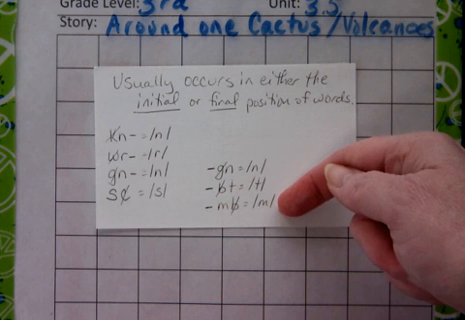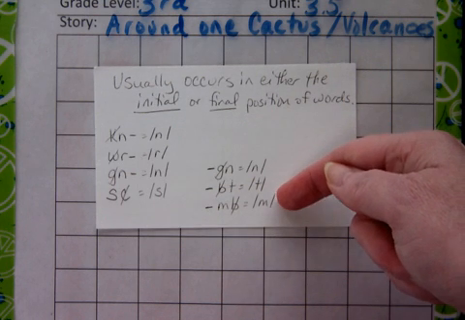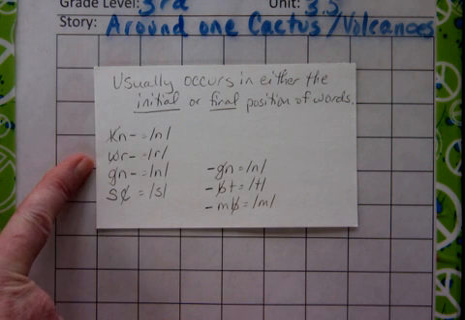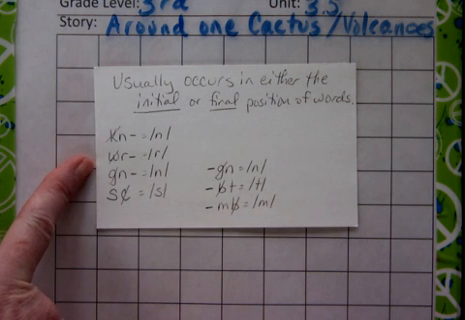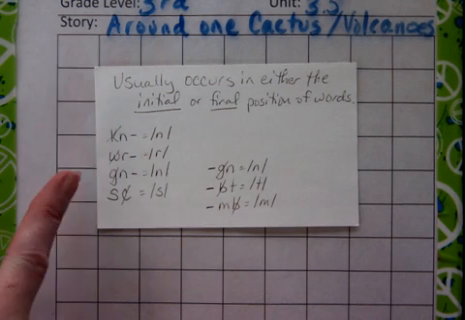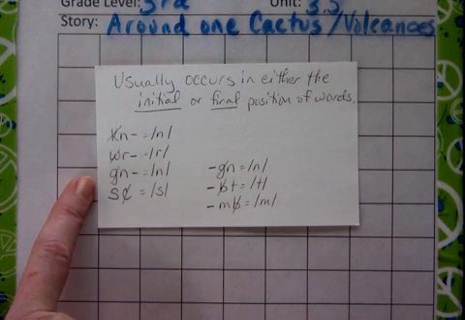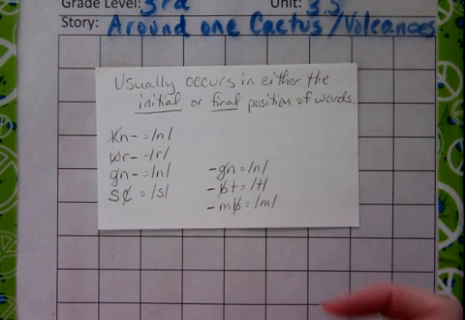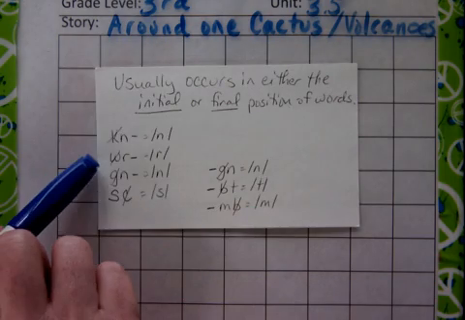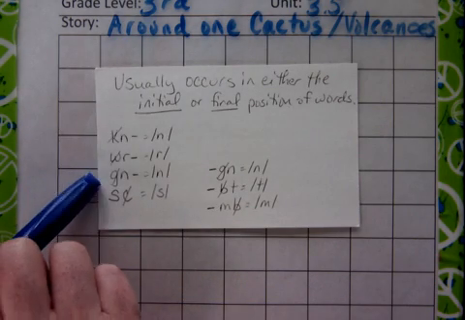Your words today are going to have the MB at the end of the word, the WR at the beginning of the word, the KN at the beginning of the word, and the GN either at the beginning or the end of the word. So we have the MB, the WR, the KN, and both GNs.